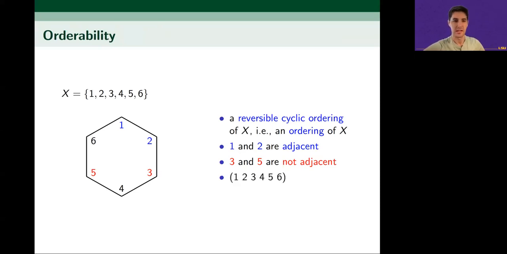I might more succinctly represent this hexagonal ordering that I've kind of drawn here as this cyclic notation from algebra, where obviously after 6, you wrap back around to 1, and you can see who is adjacent to who in that picture. Similarly, just to reiterate my point, I could also have started at 3 and wrapped backwards 2, 1, 6, 5, 4 back to 3. It's the same cyclic, reversible cyclic ordering. It's the same ordering. So this is what I mean when I say ordering a set.